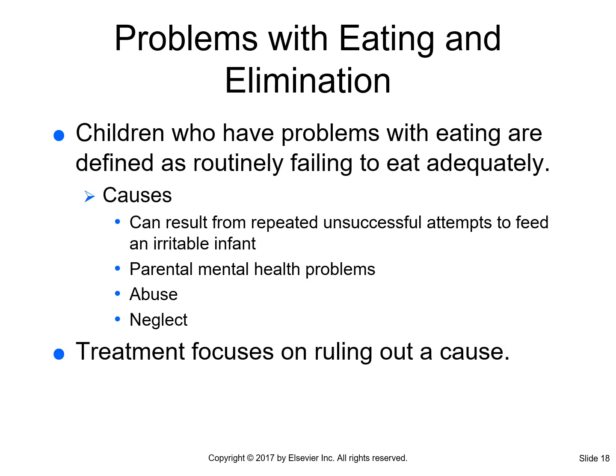Problems with eating and elimination. So you can have children who have problems with eating. They are defined as routinely failing to eat adequately. Causes can result from repeated unsuccessful attempts to feed an irritable infant. Some of them are actually serious, like abuse and neglect, and parental mental health problems. Treatment focuses on ruling out the cause. So try to see first what's the cause of the problems with eating and elimination, and then try to actually deal with the cause.